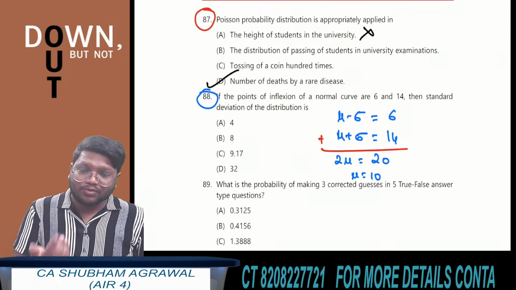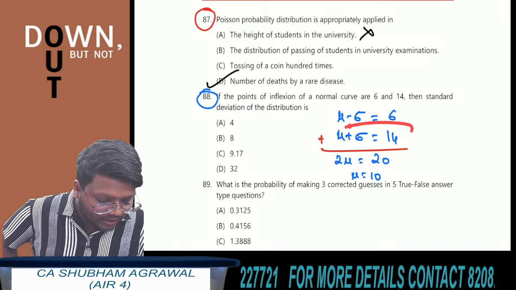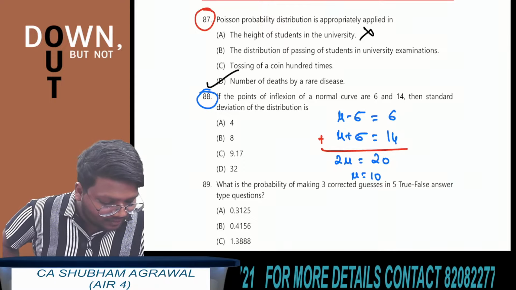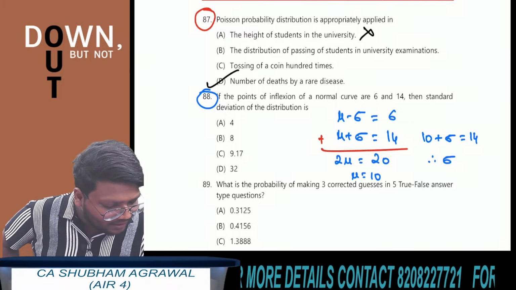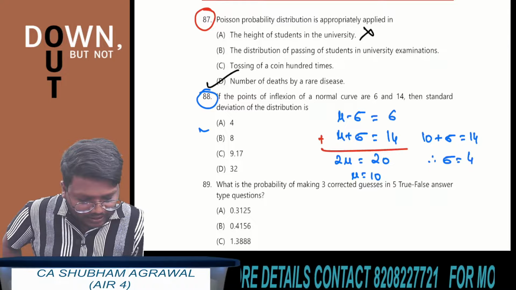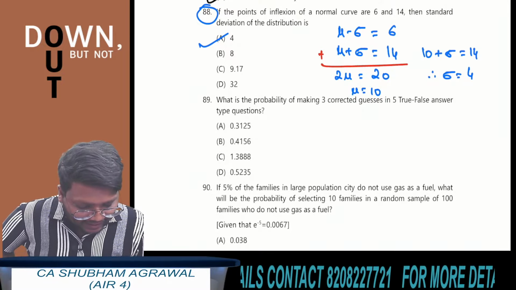Okay, but they have not asked for mu. What have they asked here? Standard deviation. You have to find the value of sigma. Now in this equation I am putting the value of mu as 10. 10 plus sigma is equal to 14. So therefore sigma is equal to 14 minus 10, which is 4. Which option is correct? Option A.